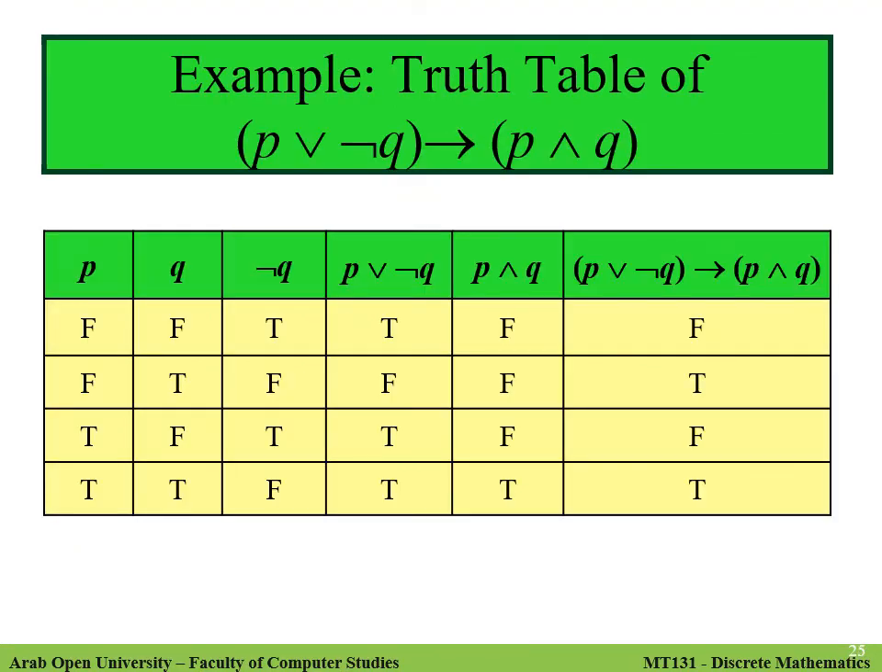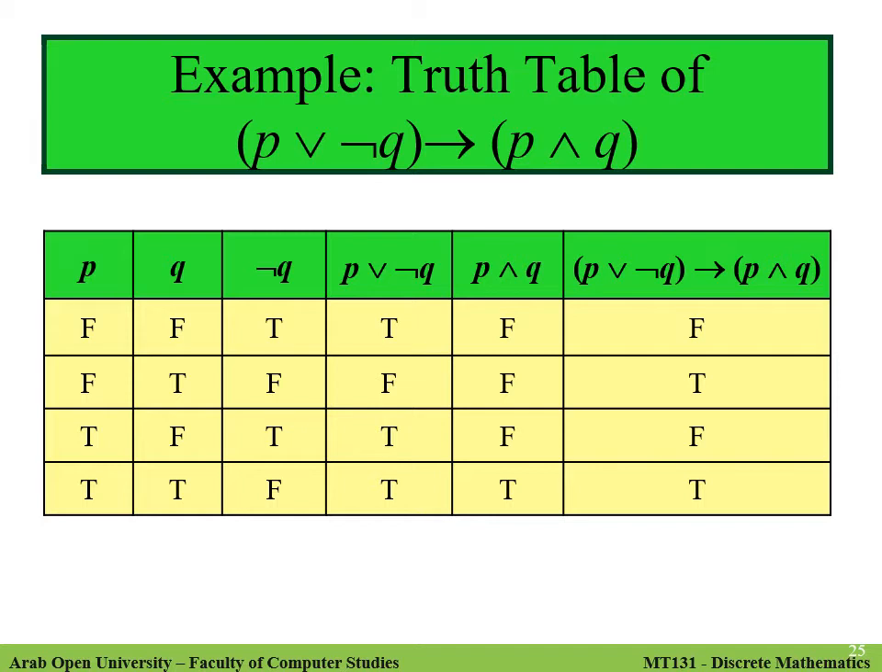Here is a truth table for a statement that has the implication (P or not Q) implies (P and Q). Notice now the assumption is a compound statement. We use parentheses. That means you take P or not Q. That's the assumption. The conclusion is also a compound statement, P and Q. The truth table is done similar to what we did before. You have only two variables, P and Q. There are only 4 rows in the truth table.